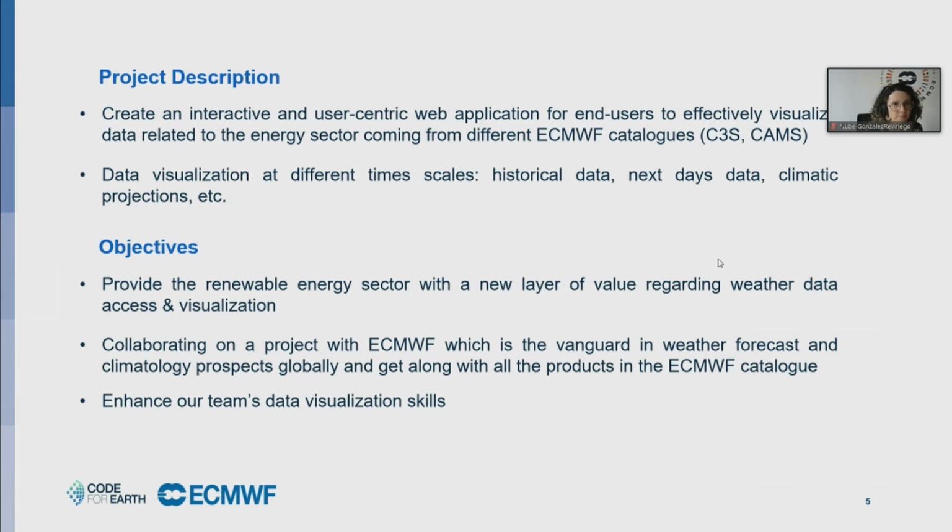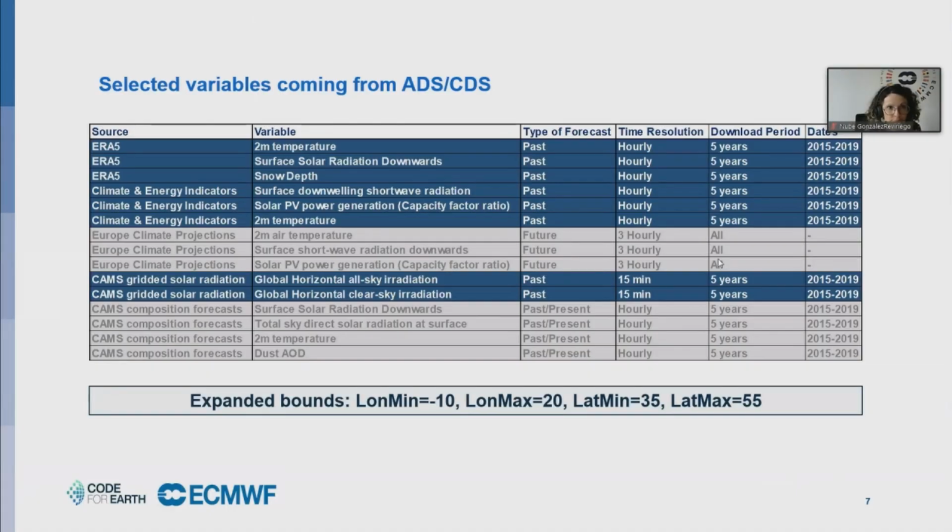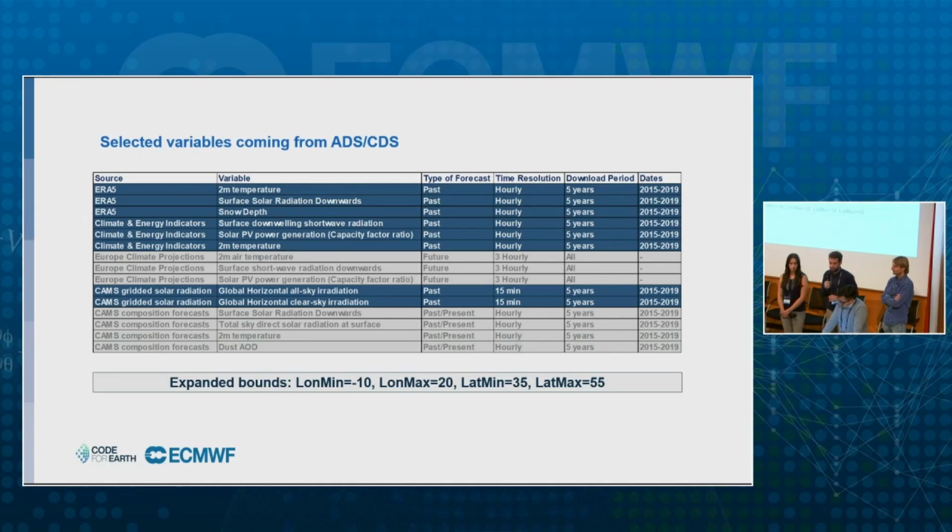So if we go to the next slide, before moving to the main findings, I would like to explain a little bit the variables that we have selected to visualize in the SunVizor. The ones highlighted in blue are the ones that we are going to see later, and the ones in gray were in the roadmap, but for different reasons, they are still not there.